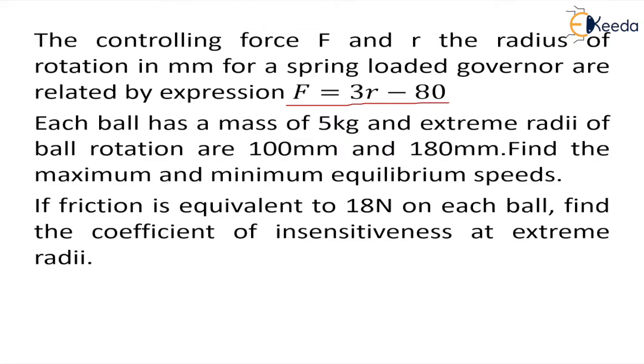Now, what all data are we given? We are given the mass of the ball, which is 5 kilogram. We are given extreme radii R1 and R2, 100 and 180 mm. We have to calculate maximum and minimum equilibrium speeds. Also, the question says that if the friction is given as 18 Newton, we have to find the coefficient of insensitiveness at extreme radii. That means at 180 mm, we have to find the coefficient of insensitiveness.